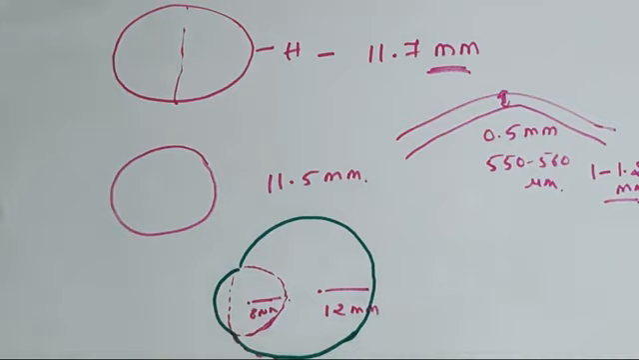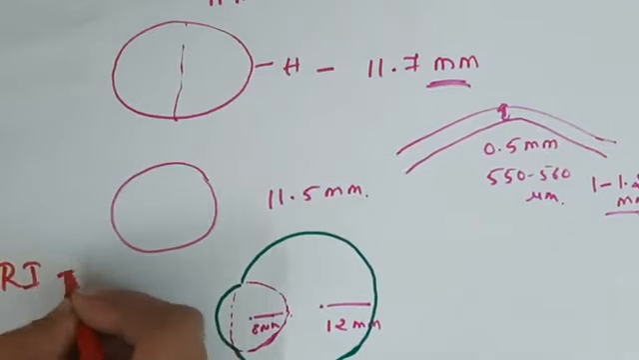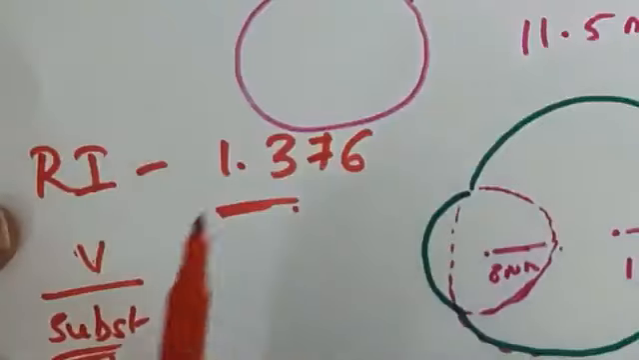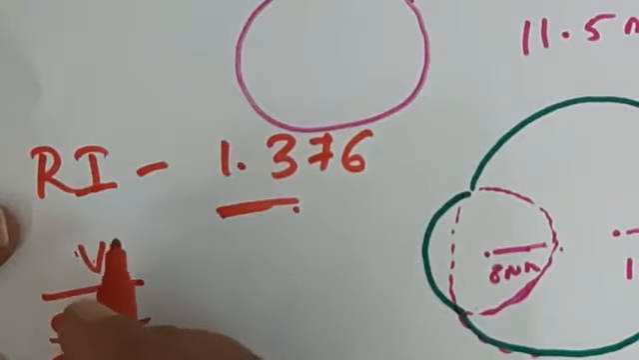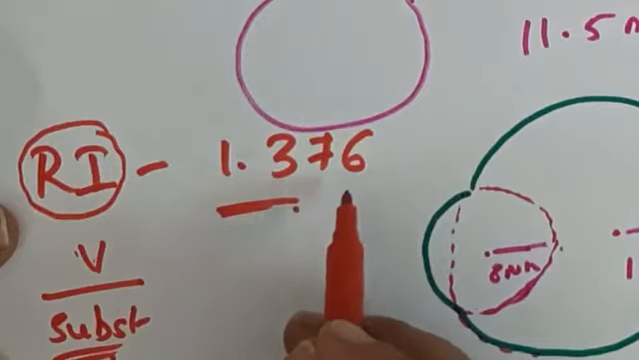The next important thing about the cornea is the refractive index. The refractive index of the cornea is 1.376. So what is this refractive index? Refractive index is the ratio of velocity of light in a vacuum to that in a particular substance. So here we are taking the cornea. The refractive index of the cornea is 1.376.